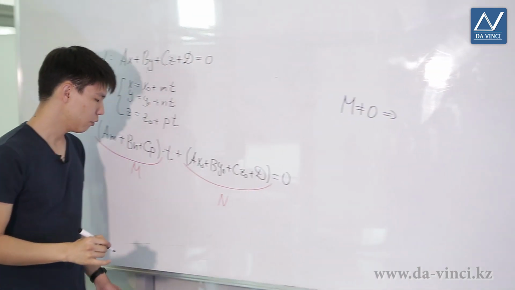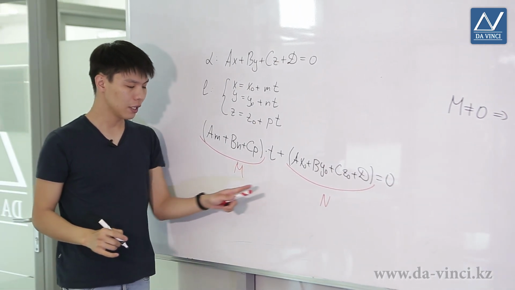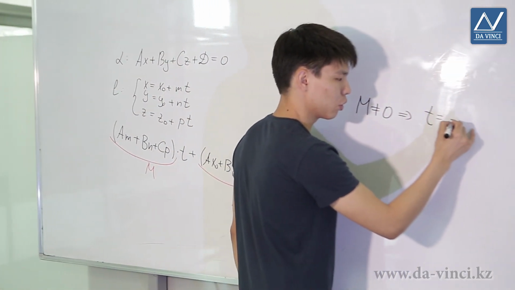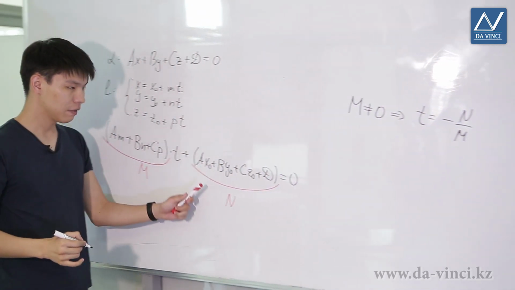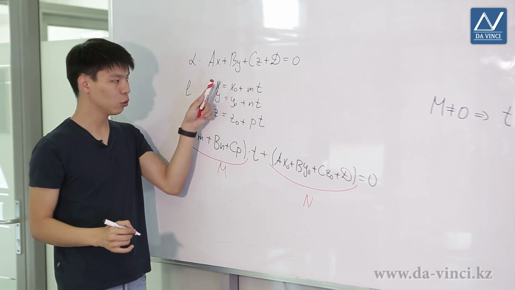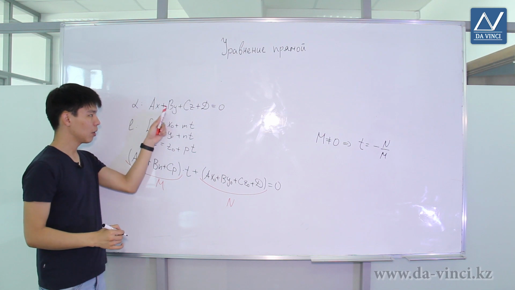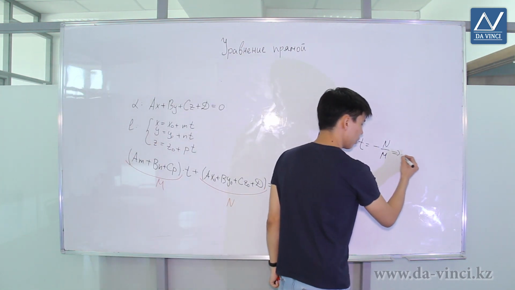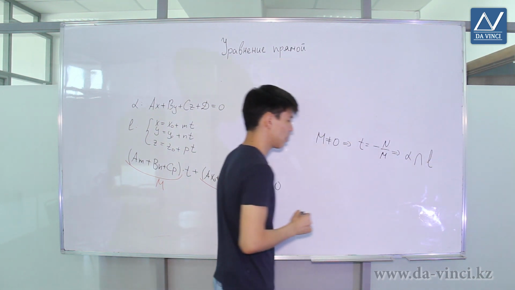If the number m is not equal to 0, then we can express t in explicit form from here as n divided by minus m. That is, there will be minus n divided by m. That is, we can explicitly calculate t from this equation. If we can calculate t, then we'll find the point x, y, and z by substituting it here. We have found one single common point to the line and the plane, which means that the line and the plane intersect in this case. That is, the plane intersects with the line.